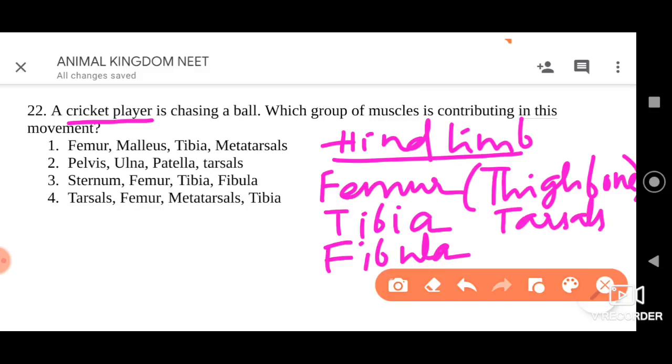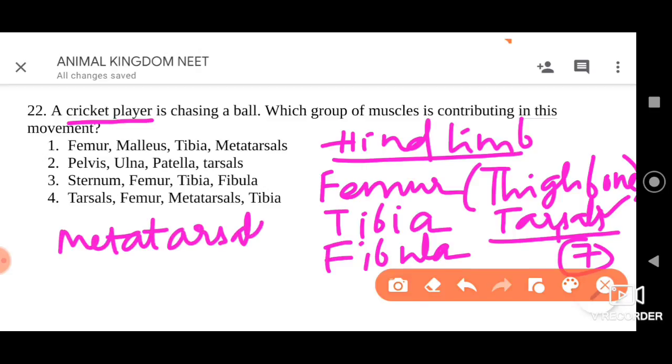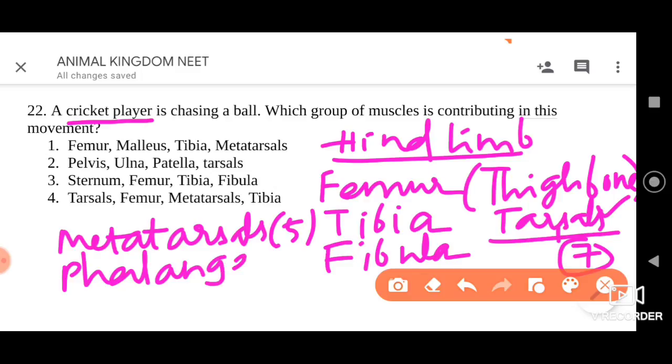Then we have tarsals. Tarsals can be said as ankle bones, which are 7 in number, my dear students. And then we have metatarsals, which are 5 in number, my friends. Then we have the phalanges in the digits, or in the toes rather, which are 14 in number, my friends. So let me repeat it. In the hind limb we can find femur, tibia, fibula, tarsals, metatarsals and phalanges.